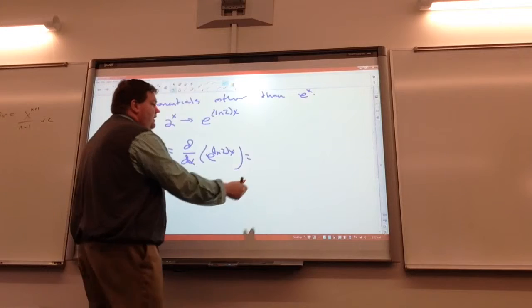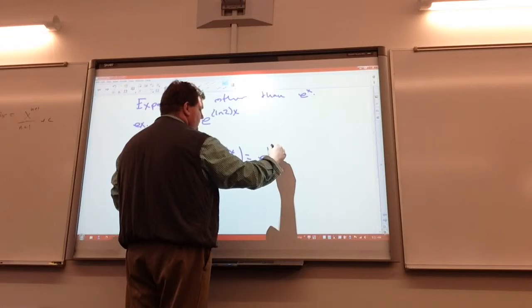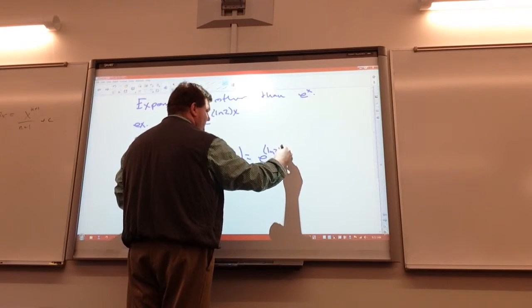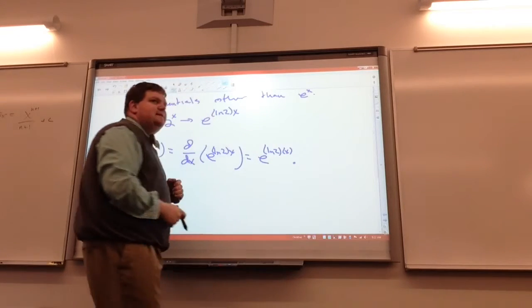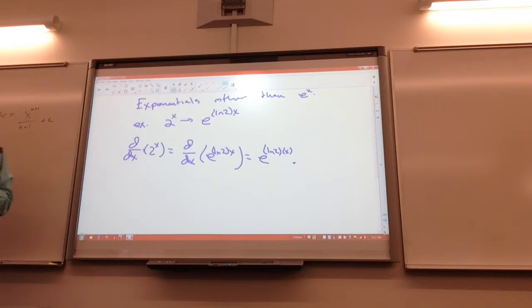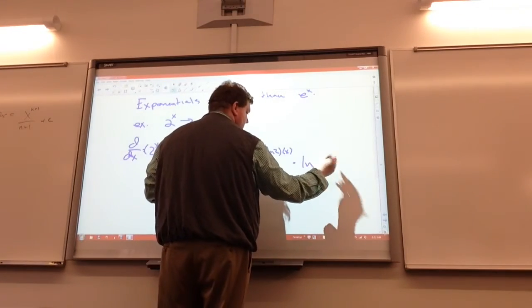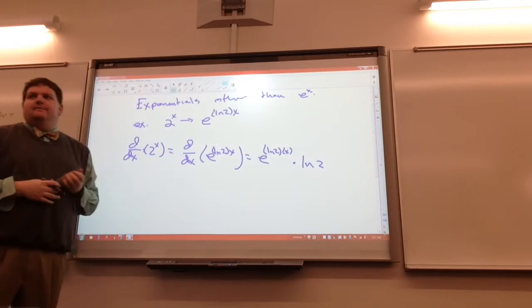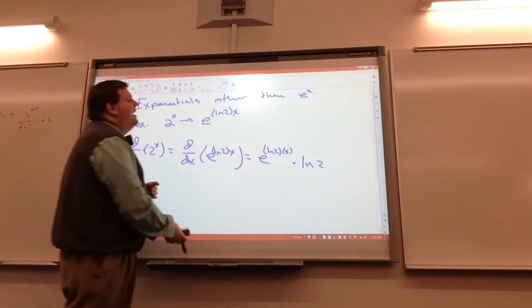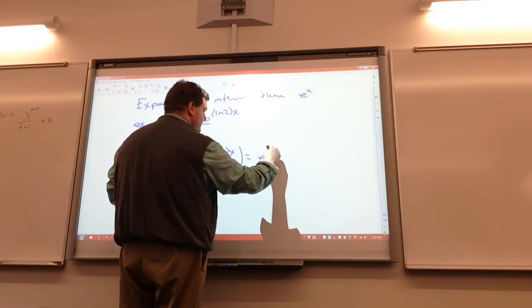So if I wrote this out fully, this would be e to the natural log of 2 times x, all multiplied by the derivative of the natural log of 2 times x, which is just what? The natural log of 2 is a constant, so it's the derivative of x, which is 1, times the natural log of 2. So it would just be the natural log of 2, right? Well, hold on. I've lost you. Okay, let's take a step back and help with that chain rule part.